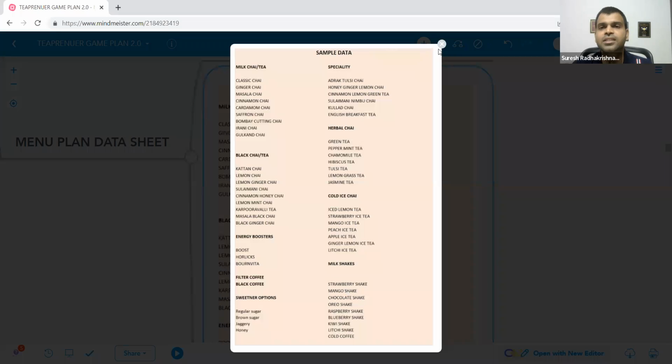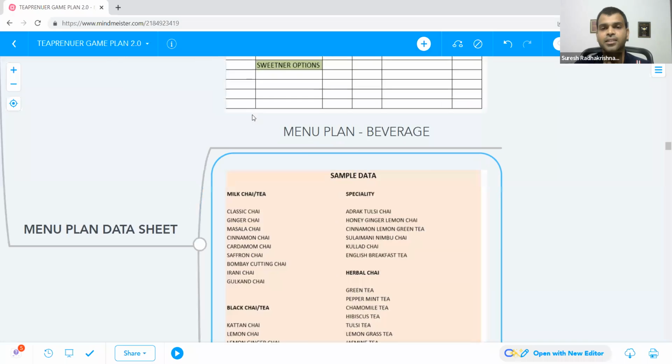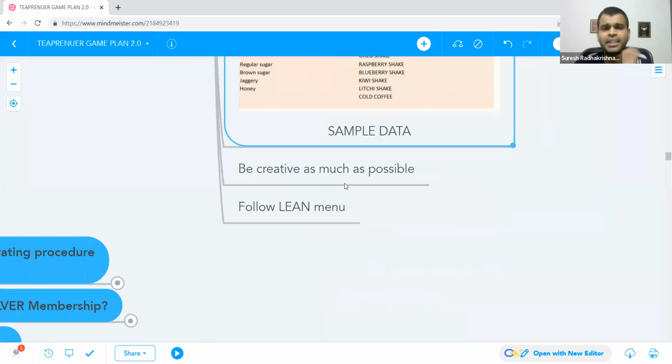Okay, so this sample data, you can still use it and then pick varieties from this and fill it out in this menu sheet. So that's going to be a part of the exercise today. Be creative as much as possible. Follow lean menu. Whenever you start, follow lean menu. You can always increase the menu. Make sure whatever menu you put in, you're perfect enough to offer it to your customer. It's very, very important.